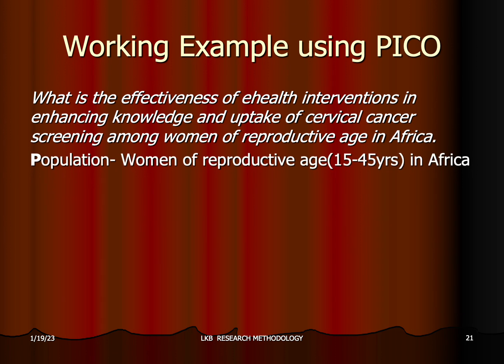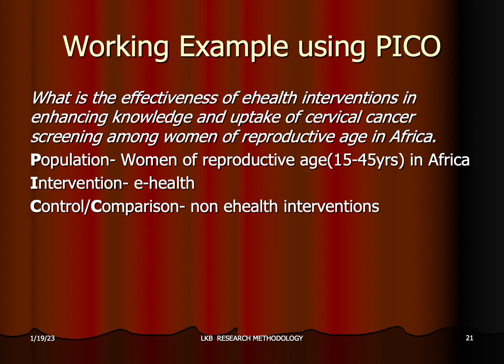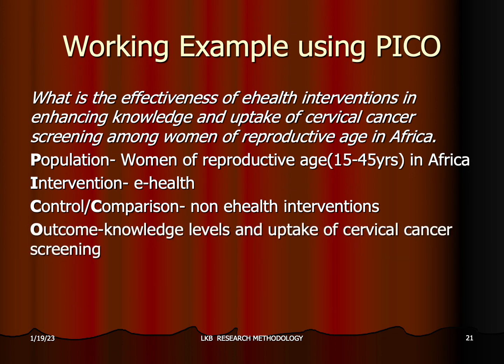So what is our population here? We'll be looking at women of reproductive age in Africa, basically 15 to 45 years. And then what intervention are we interested in? E-health. What is the control or comparison group? Maybe compare with women who have not received information on cervical cancer using electronic health. And then the outcome will measure the knowledge levels in the two groups and the uptake of cervical cancer screening in the two groups.